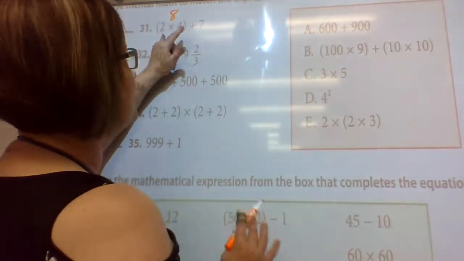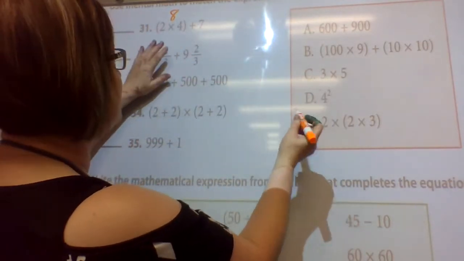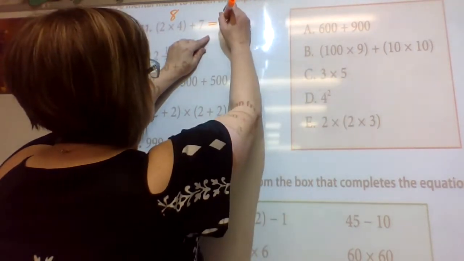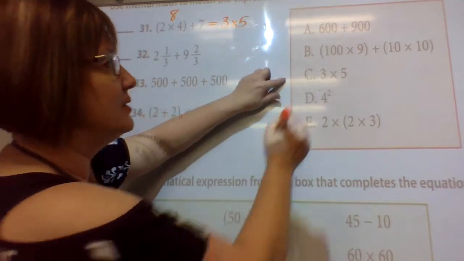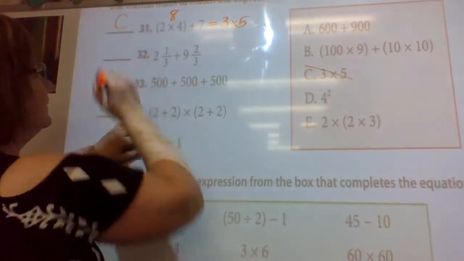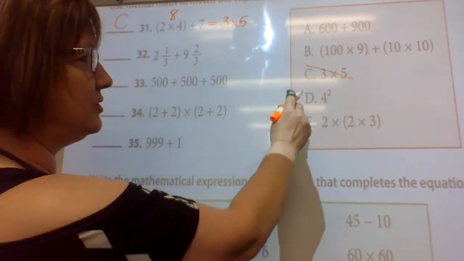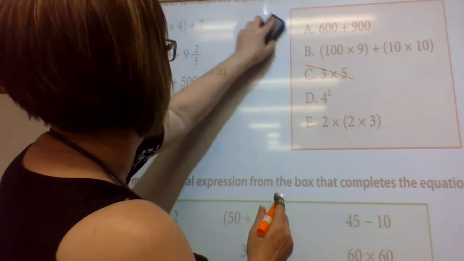So you're not looking for the problem this time like we did before. You're just looking for something that would equal. So we could say this equals 3 times 5 because they both equal 15. Do you see? So C would be here. So this time you're not looking for a problem to match this because they don't match, do they? 3 and 5 has nothing to do with any of those numbers, right? Okay, so that's what you're doing.